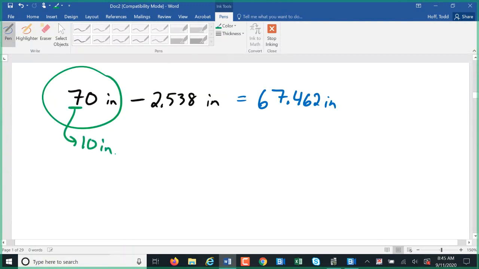10 inches, right? That 0 is not a significant digit. It's not indicated. The precision of this one is to the nearest thousandth of an inch. Well, less precise is 10 inches, which means my answer has to be rounded to the nearest 10. Well, I round that. The 7 says I round that back up to a 70.